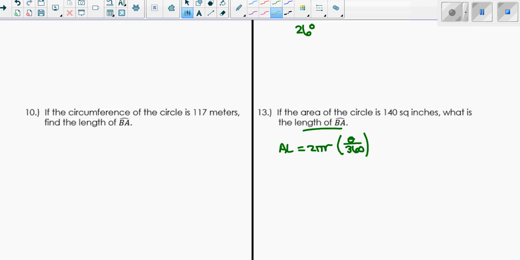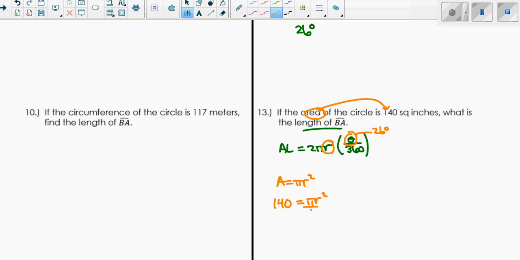Okay, again, we talked about this yesterday. We need two things. We need r and we need theta. Well, theta I already know is 26 degrees, but I need to figure out my radius. Now, in my diagram, I can't figure out my radius, but I can figure it out since I know that the area is 140. Okay, so again, start with your formula. To find the area of a circle, it's A equals pi r squared. So that means my area is 140, which equals pi r squared.